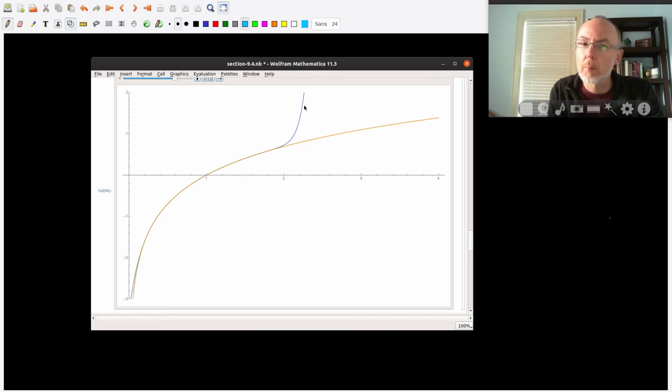And because that Taylor polynomial is not converging, as I take the limit as n goes to infinity, it's not converging to the function for all x. It's got a center and a radius of convergence.